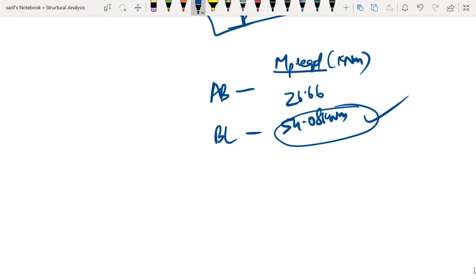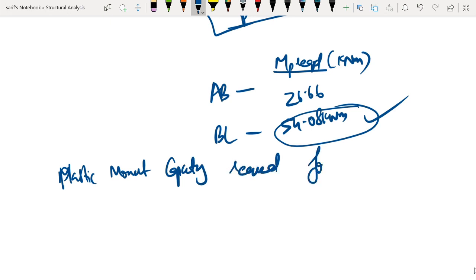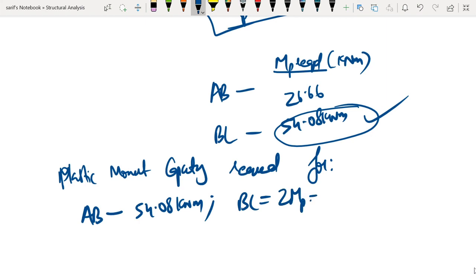Therefore, choosing MP as 54.08, the plastic moment capacity that is required for AB is MP itself, that is 54.08 kilonewton meter, and for BC it was 2 MP, so it is going to be 108.16 kilonewton meter. So this is how we do the problem.